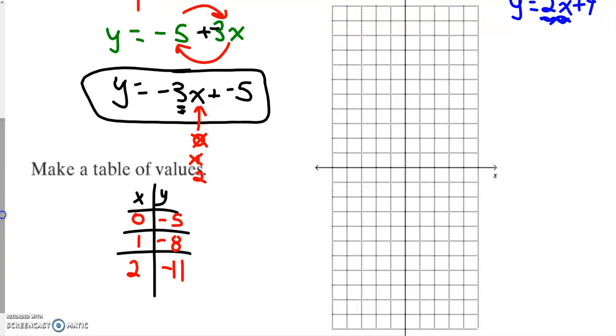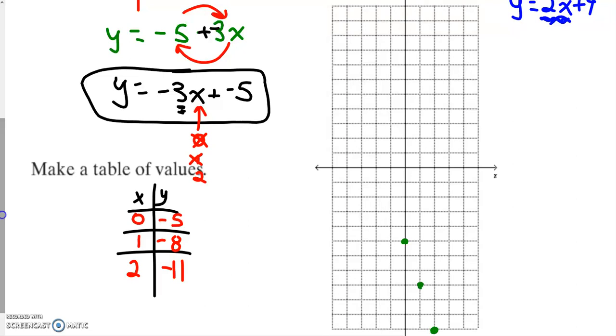1, 2, 3, 4, 5, way down here. Then it says walk 1 and climb negative 8. 1, 2, 3, 4, 5, 6, 7, 8. Then it says walk 2 and climb negative 11. 1, 2. Climb negative 11. 1, 2, 3, 4, 5, 6, 7, 8, 9, 10, 11.